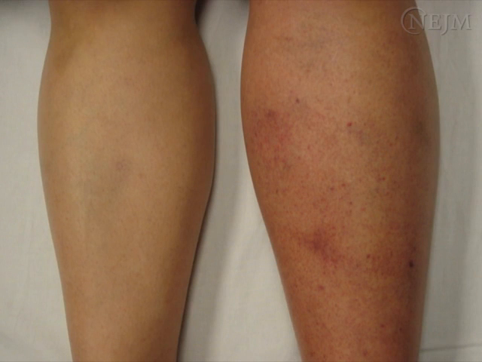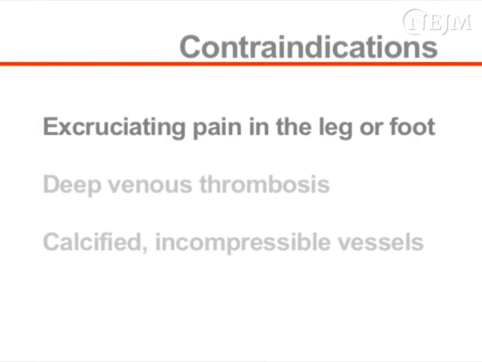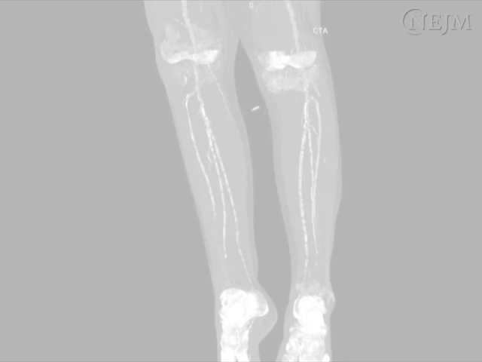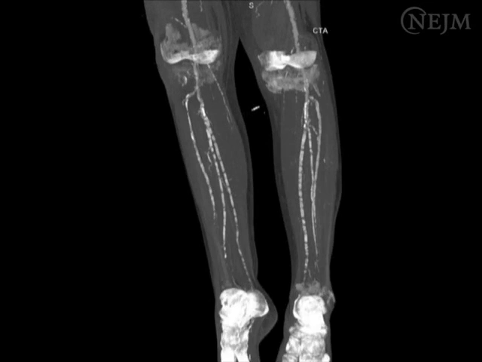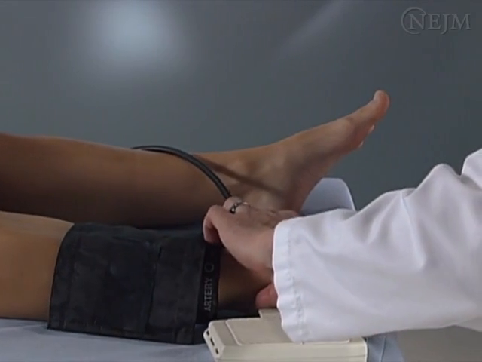Although there are no absolute contraindications for measuring the ankle brachial index, the presence of excruciating pain in the leg or foot may deter the physician from performing this procedure. If the patient has known deep venous thrombosis, this procedure may dislodge the clot, which could then embolize. If the vessels to be examined are calcified and thus incompressible, as in elderly patients or those with long-standing diabetes or with dialysis-dependent renal failure, the ankle blood pressure readings may be affected. However, these conditions are not absolute contraindications to measuring the ankle brachial index.